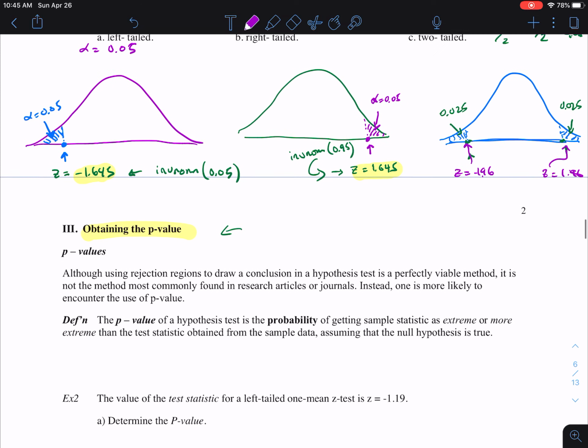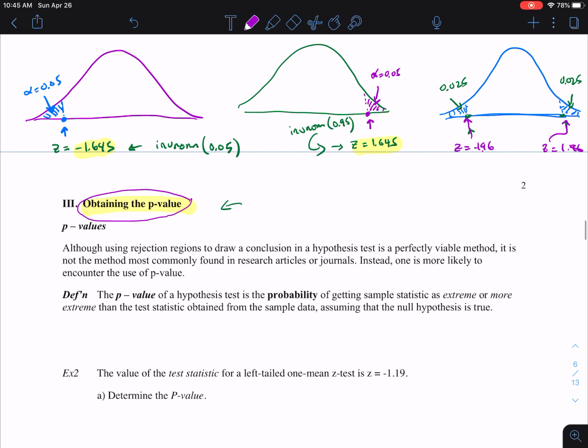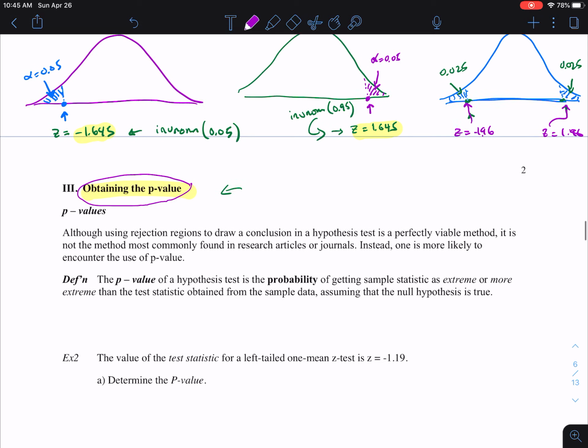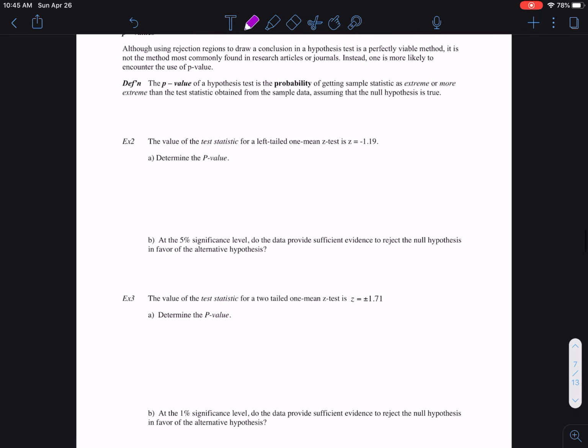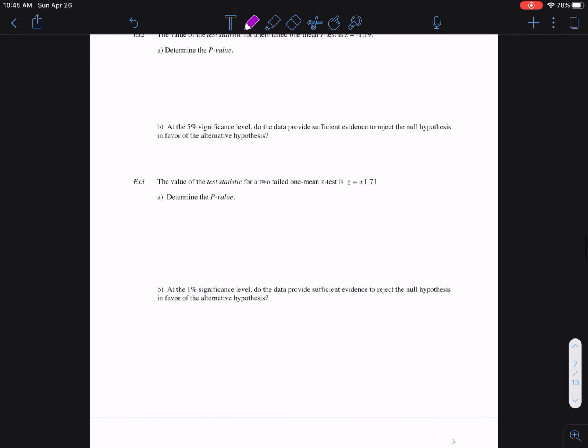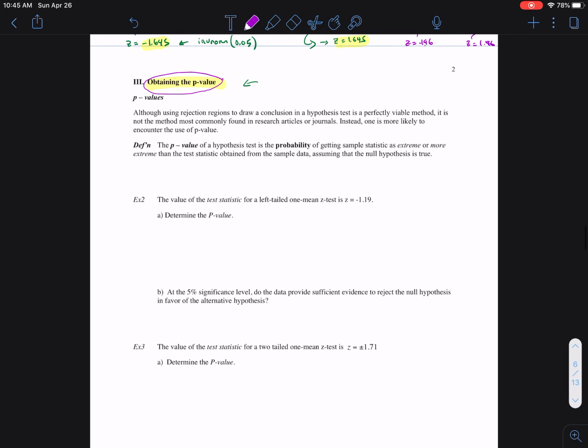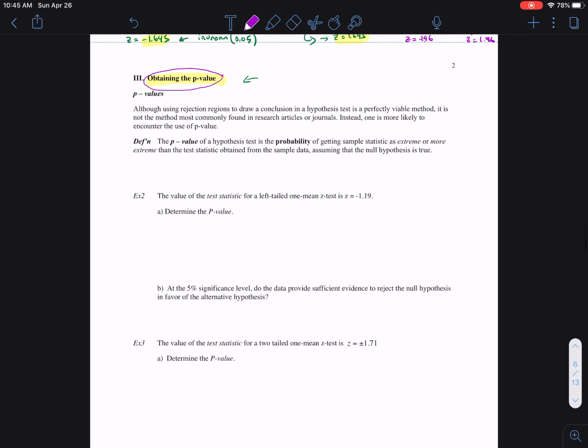Another method is by finding the p-value of the sample test statistic. The definition is confusing. To get the p-value is not so confusing, it's pretty easy, but to understand it does take some time to really process what exactly the p-value is. Let's see here, how much is left? I think I'm gonna go ahead and pause on this note, and I'm gonna introduce the p-value in the next video.